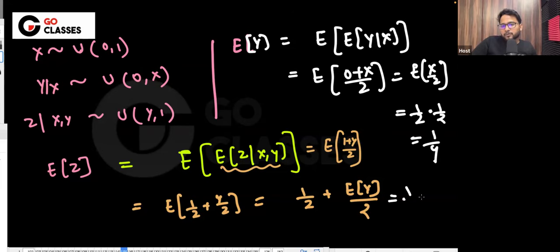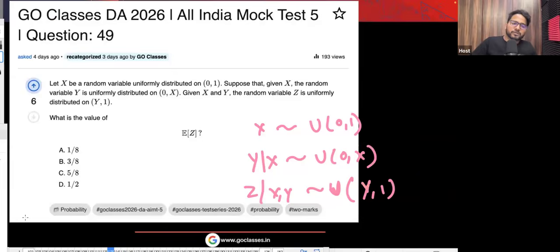So that's why it will be 1 by 2 plus 1 by 8, so it will be 5 by 8. So 5 by 8 is the correct answer here. This was a very good question. I hope you are able to understand these kinds of questions now. C is the correct answer here.